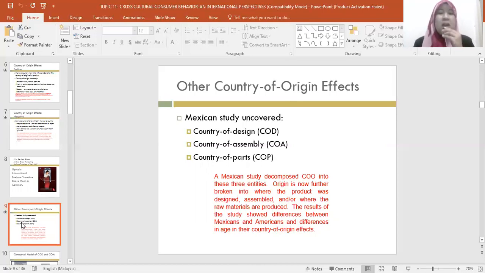And country of parts, certain spare parts might be taken from a different country. For example, I remember a long time ago I had the Gen 2 Campro engine. This does not come from Malaysia. Campro comes from France. So certain engines come from different countries.